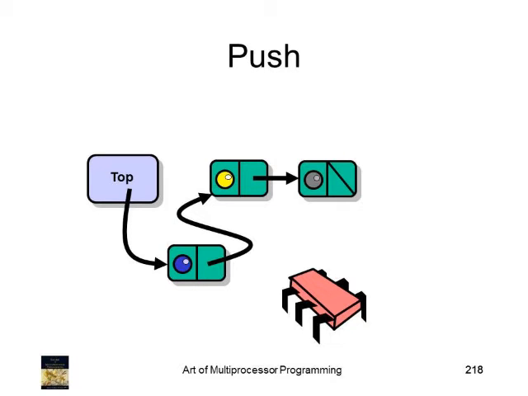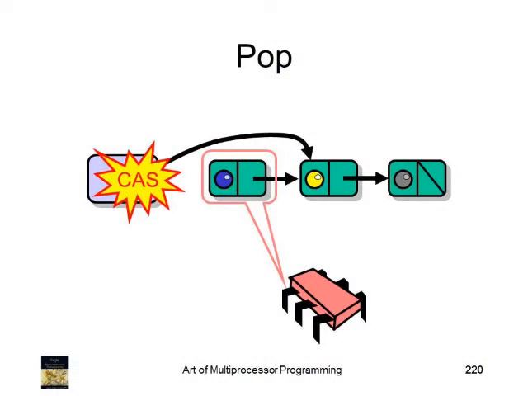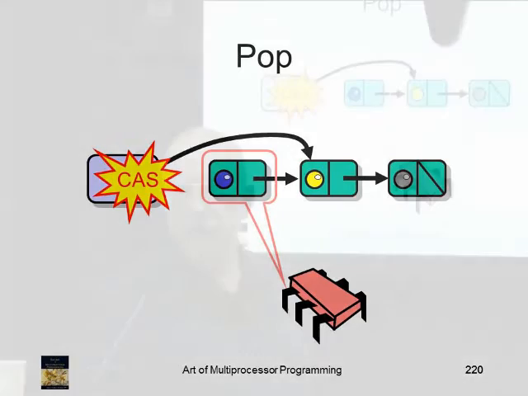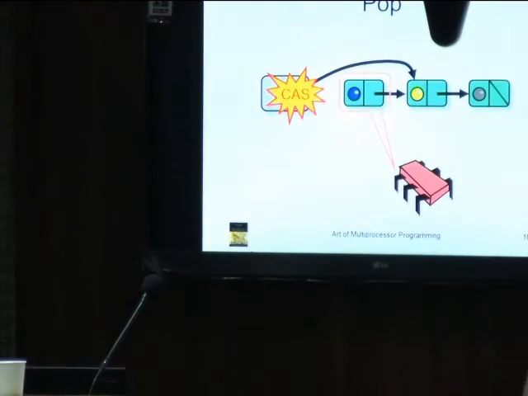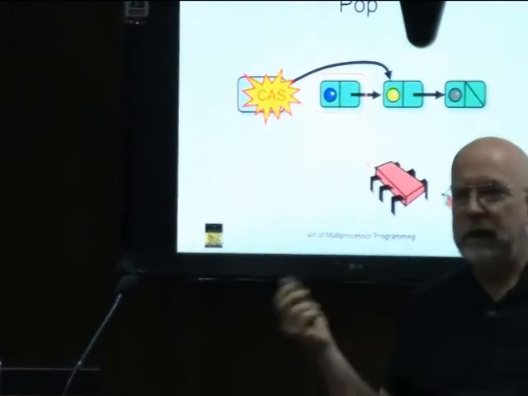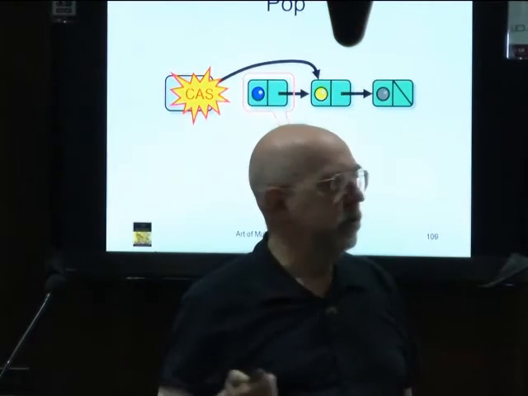So I can do another push. Now I want to do a pop. What I do is I read the value that I want to pop, and I do a compare and swap to swing the top back. So this is very simple. If we don't do memory recycling, we don't need to worry about ABA. If we do, then we can solve it by attaching counters and so on.